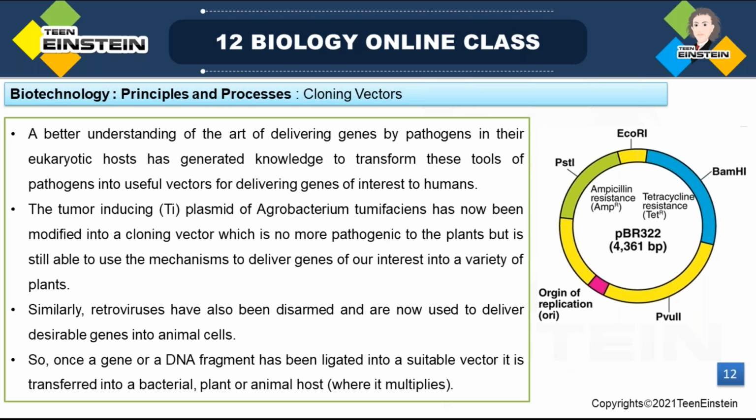Just as plasmids, bacteriophages and all work as useful vectors, in the same way here the animal pathogen or the plant pathogen works as a vector or carrier for delivering the gene of interest. So in the case of the Ti plasmid, Ti means tumor inducing plasmid of agrobacterium tumefaciens, that has been modified into a cloning vector.